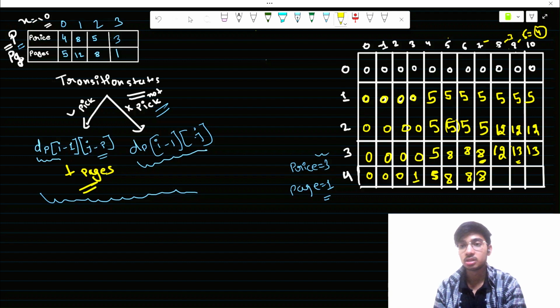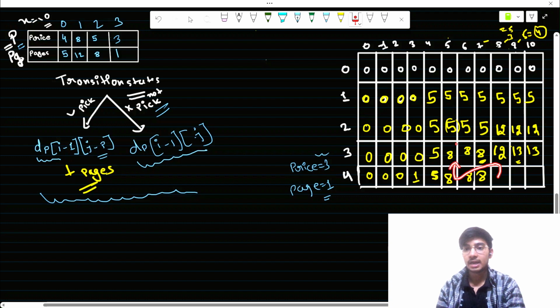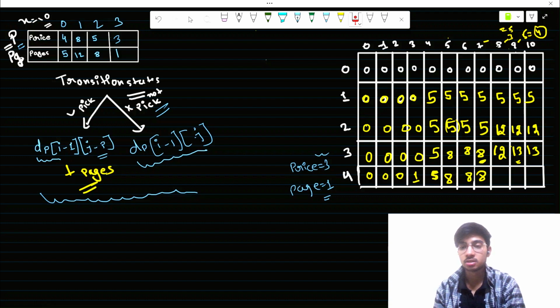Similarly for this 12, if you're not going to pick, the maximum number of pages is 12. 8 minus 3 is 5. Then you have to look at the 5. 8 plus 1, 8 plus 1 is 9. Maximum is 12. Similarly for this, maximum is 13.